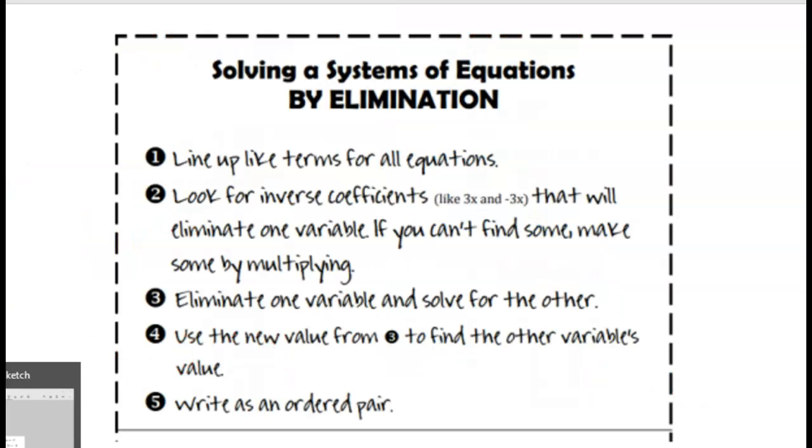These are the steps to solving by elimination. You line up the terms. You have to have inverse coefficients. You've got to have one positive and one negative of the same number to eliminate. After you eliminate one variable, then you find the second variable.